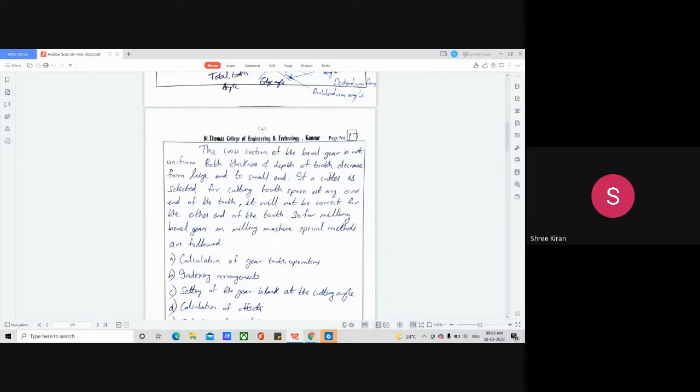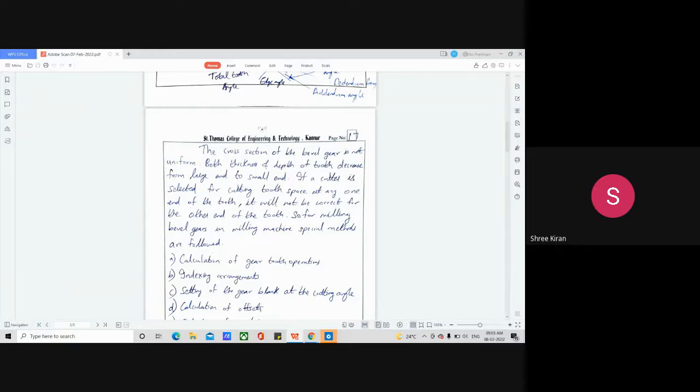So bevel gears are cut in a milling machine only occasionally. That's what happens.